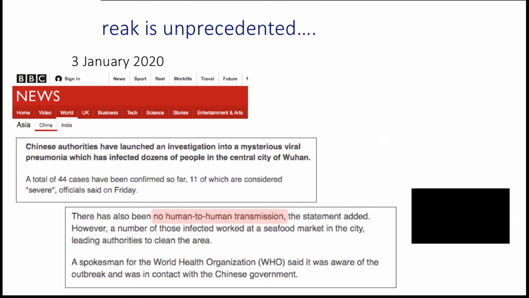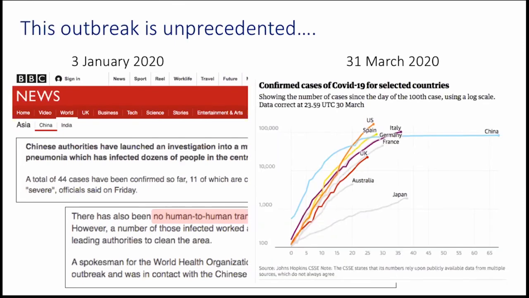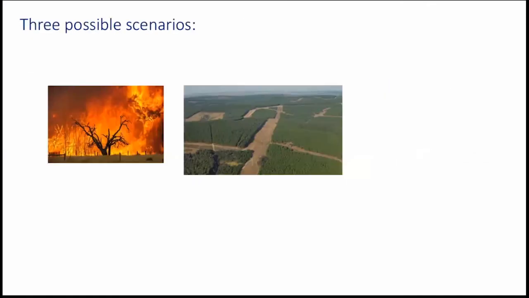Now, we know this is false. There was obviously extensive transmission, probably from as early as November or December last year. And so, in the space of a few months, we're sitting at a global pandemic with many countries showing cases upwards of 100,000. So, where does this go and how does it end?